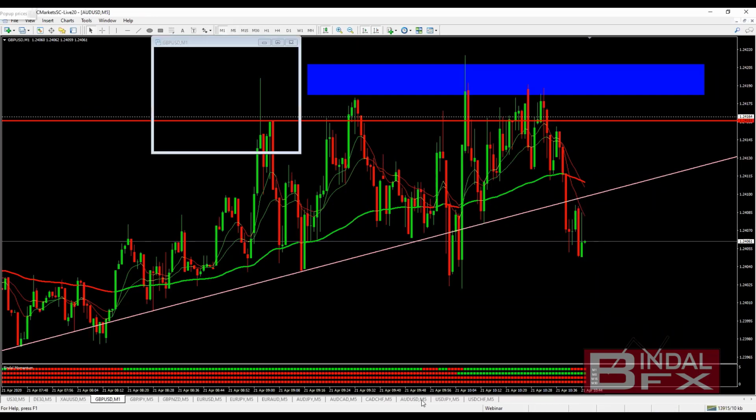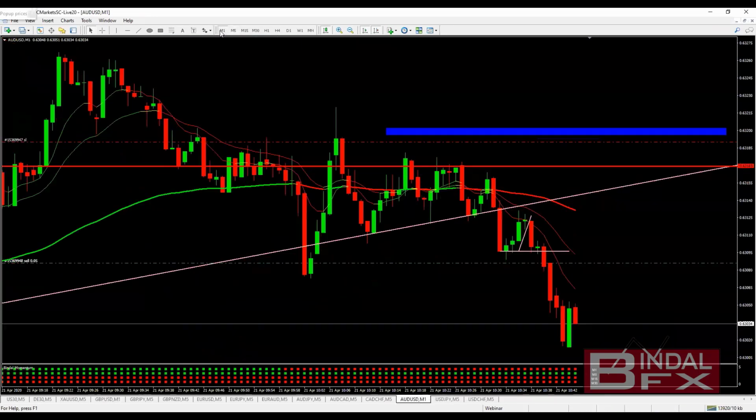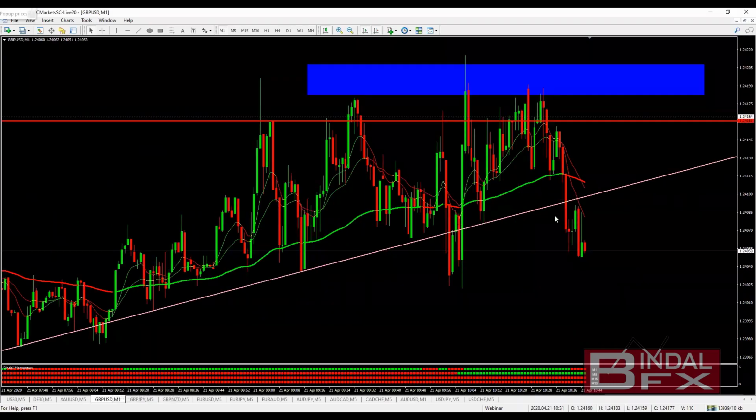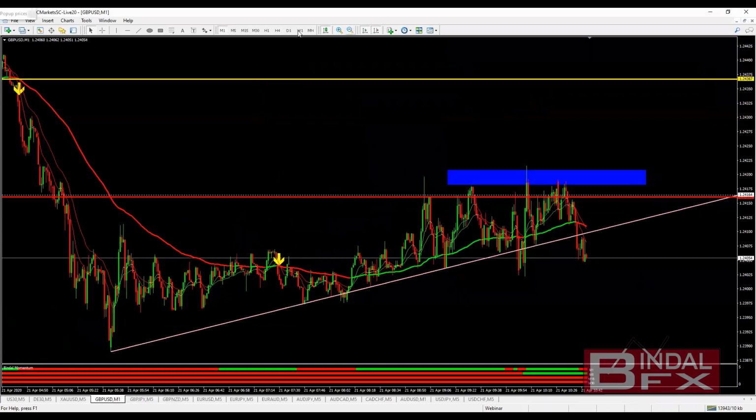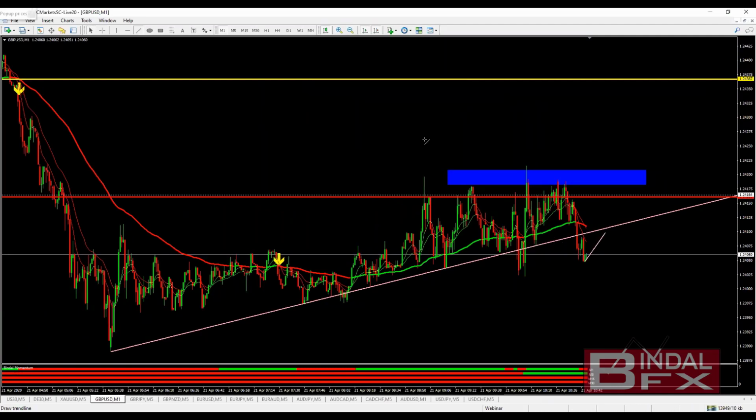So you see on Aussie, over a few minutes, like 4 or 5 minutes, we had this nice little V-shape. On cable, it hasn't really done that to the same extent, so before I get in, I would prefer to have a V shape like this. If that happens, then I would get in short.